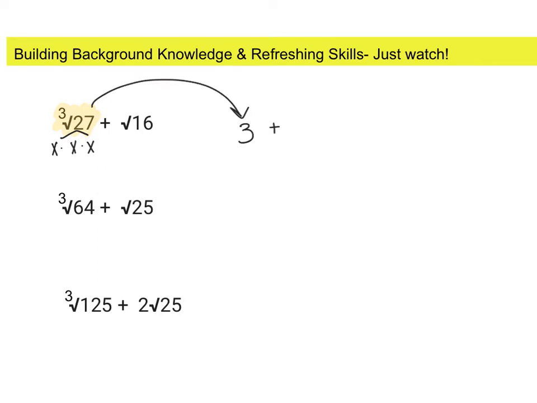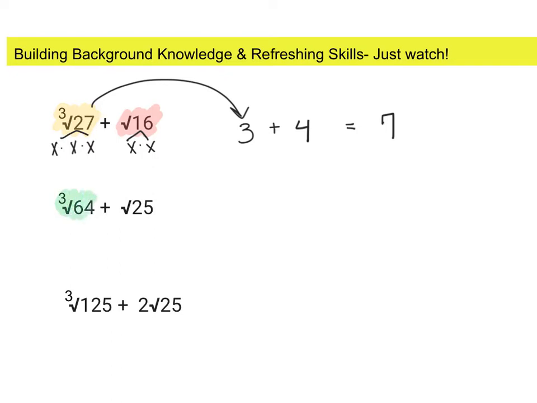The next one we're going to do here is the square root of 16. So what times what equals 16? You could start off however you want to, but you should have this one definitely memorized by now. The square root of 16 is 4. 4 times 4 equals 16. So my equation becomes 3 plus 4, and 3 plus 4 is 7. Okay?